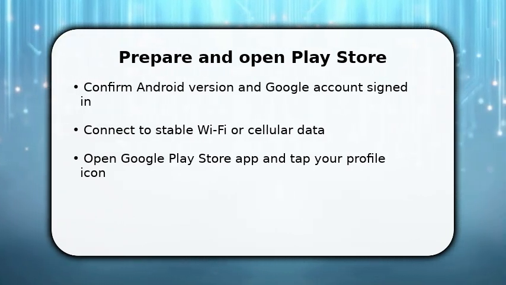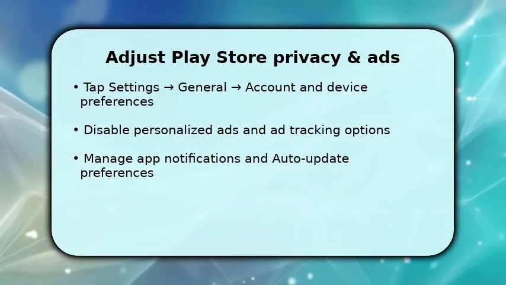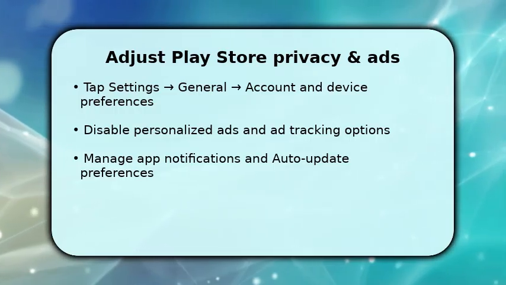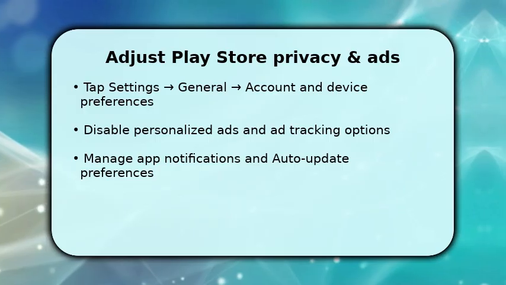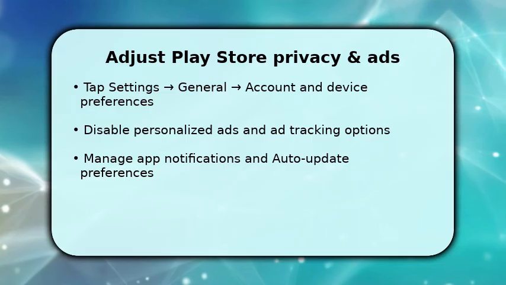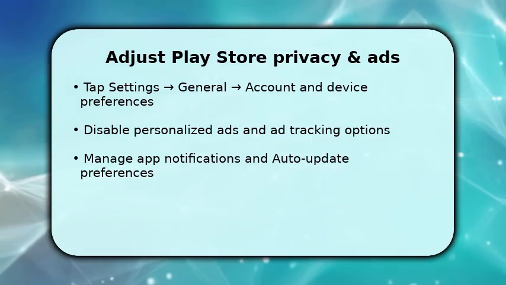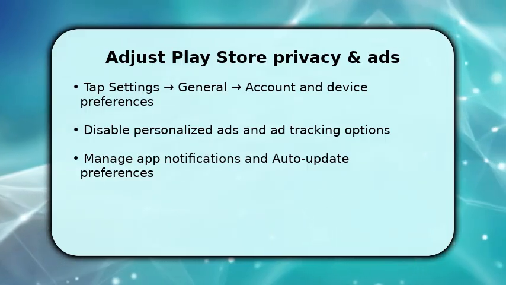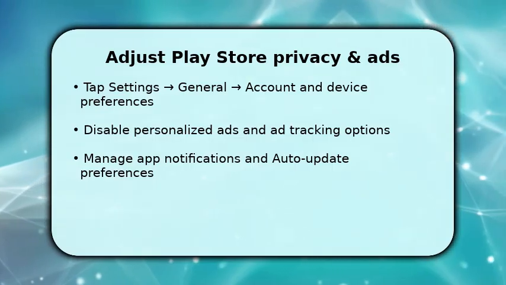First, go to Settings > General > Account and Device Preferences. There you can disable personalized ads and ad tracking so Play doesn't use your activity to target promotions. Next, make sure Auto Update is set to over Wi-Fi only or disabled if updates trigger promotional banners. Also open notifications and turn off promotional notifications. These steps cut the data signals advertisers rely on and reduce the frequency of Play Store ad placements.